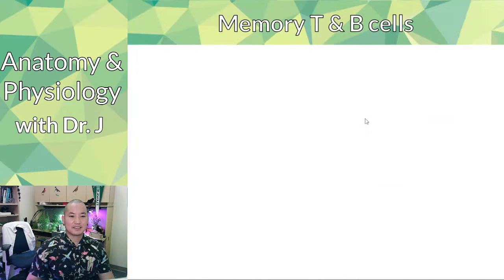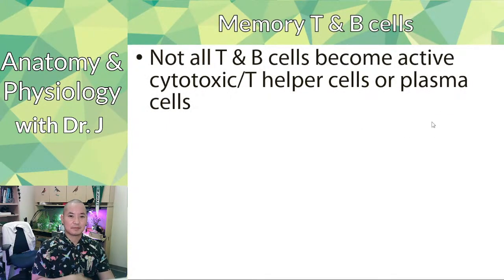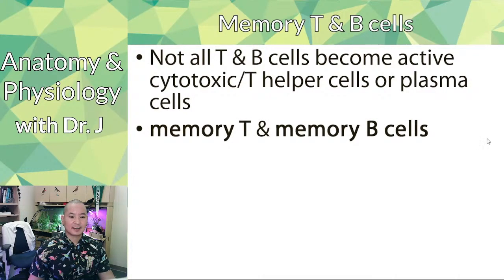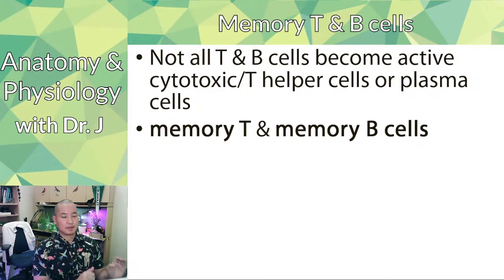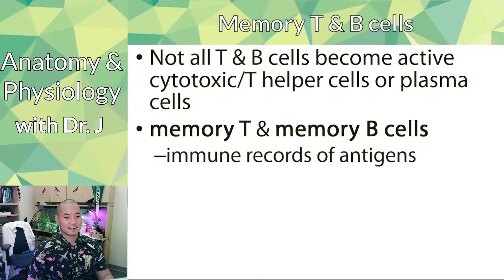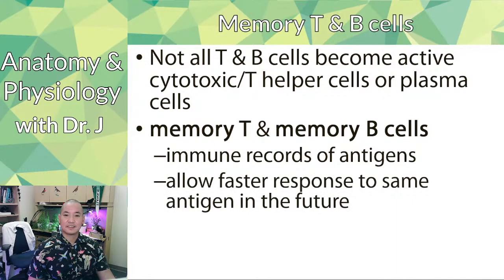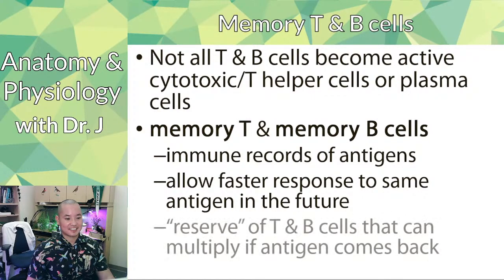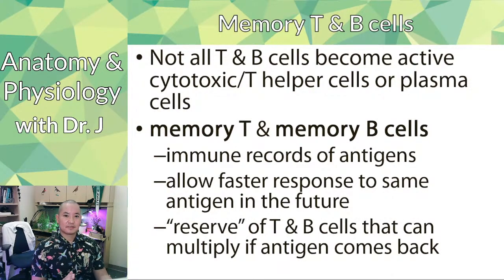So with memory T and B cells, not all of them will become effector cells that deal with the infection. Some of them stick around and hang back. You can have memory B cells, but I just showed you memory T cells as an example. These are like immune records of antigens you previously encountered in your life, and they allow for a faster response because you don't have to do the whole training thing again. That training process is even more involved, but that's for your immunology classes. They're kind of like a reserve of T and B cells.